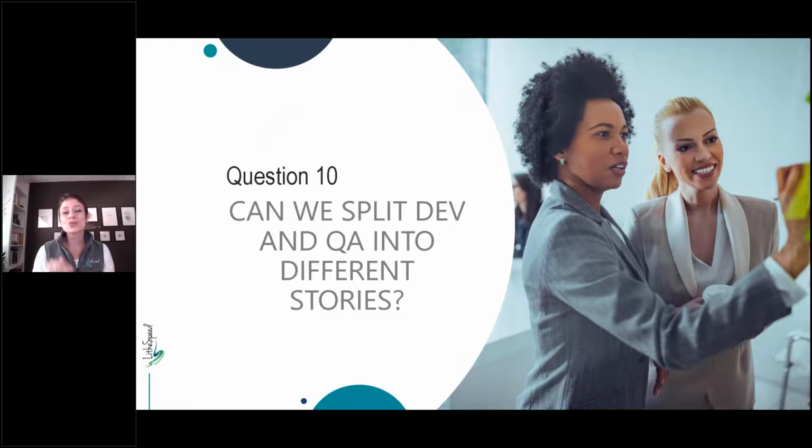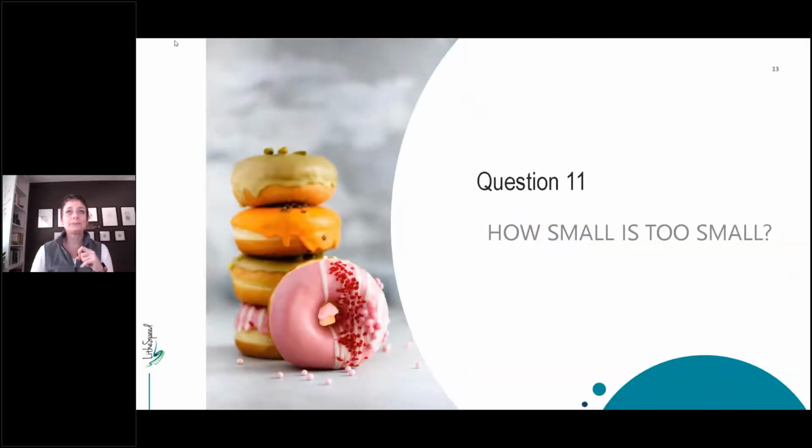Do not do that. Your story needs to include everything in your definition of done, which everywhere that I've worked in software includes the development, the coding, and the testing as well. So your story needs to be written to include all of those things. And finally, our last question before we get into more questions from the group, is one that comes up a lot: how small is too small?